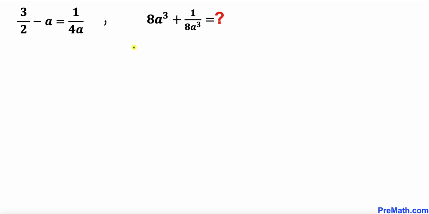Welcome to PreMath. In this video, we have got this rational equation: 3 divided by 2 minus a equals 1 divided by 4a. And now we are going to find the value of 8a^3 plus 1 divided by 8a^3.